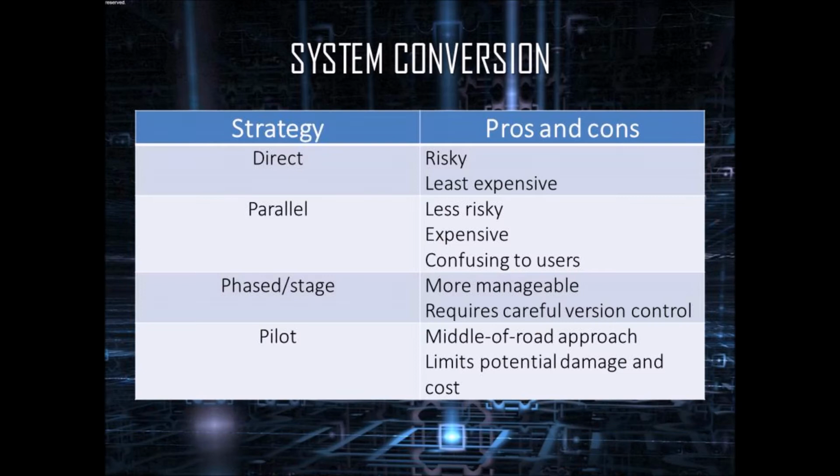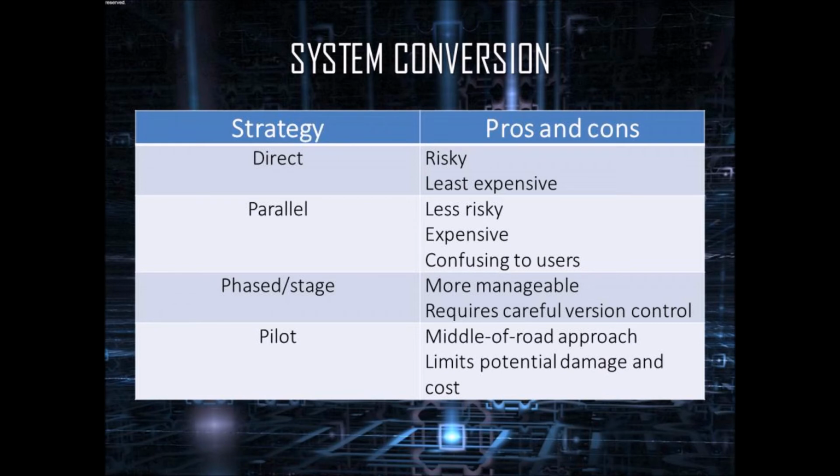So here is the summary of pros and cons of these conversion strategies. So direct is risky, but this is the least expensive, as everything just has to be set up once. But this is a somewhat risky method since there is no other system to fall back on if anything goes wrong. Parallel is less risky, but it is a very expensive conversion strategy as 2 systems have to run at the same time, so it is a great expense in terms of power and support.